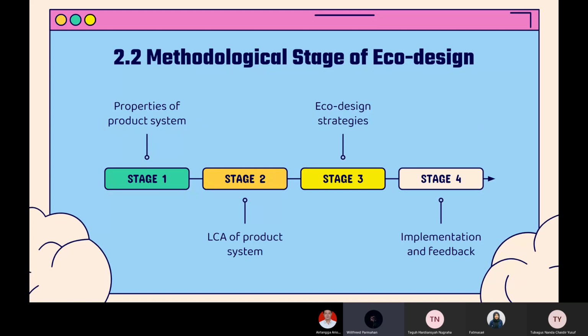Then we go to the methodological stages. The first stage is determining the process of the product system. Properties referred to here are mechanical and chemical properties. Then we need to consider the environmental aspect, cost, market presence, and the social aspect. Then the next stage is a life cycle assessment of the product system. This stage consists of identification of the value chain. Then we interpret the result of the life cycle impact assessment and the life cycle assessment itself.